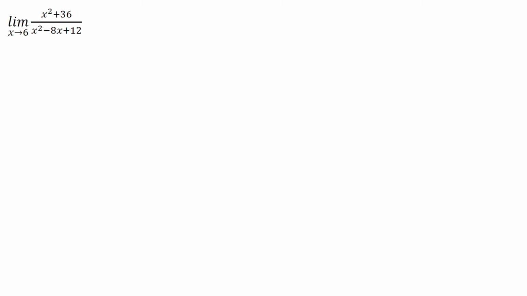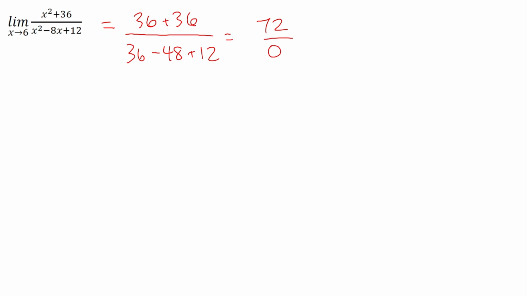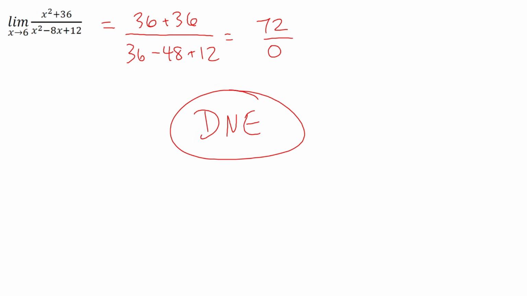For our next one here, we have the limit of (x squared plus 36) over (x squared minus 8x plus 12) as x approaches 6. So plug in 6 and you get 36 plus 36, so not indeterminate for sure, over 36 minus 48 plus 12. Well, that's 72 over 0. Well, we can't do 72 divided by 0. This doesn't exist, so the limit does not exist.